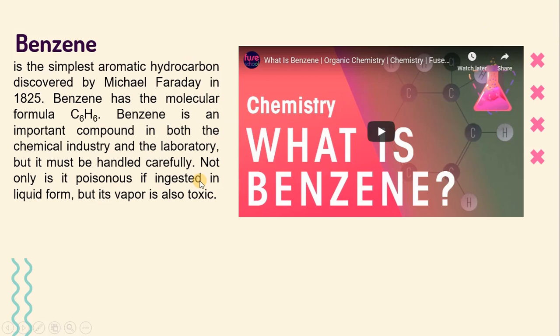Okay, now let's go to benzene. Benzene is a special character in this lesson because benzene is the idea that started aromaticity, the property that is unique to aromatic hydrocarbons. Benzene is the simplest aromatic hydrocarbon, discovered by Michael Faraday in 1825. Benzene is a molecule with the molecular formula C6H6. It is a very important compound both in industry and in the lab. But it is toxic: its vapor is toxic, and in liquid form it is also very poisonous if ingested.